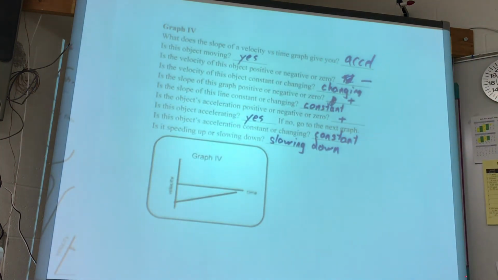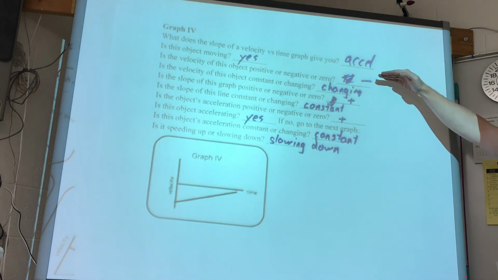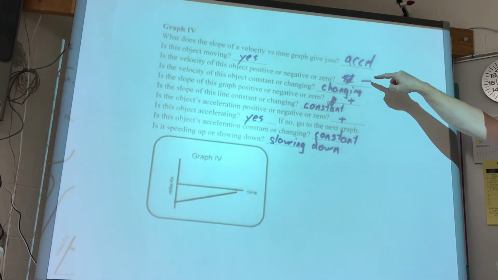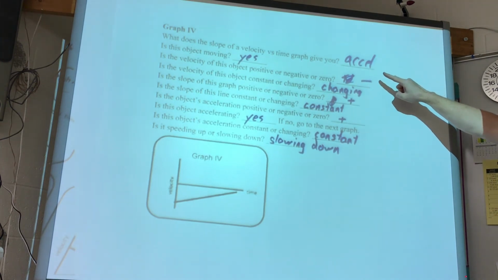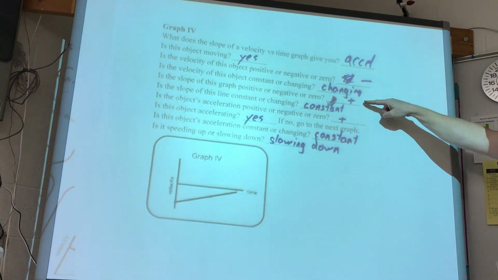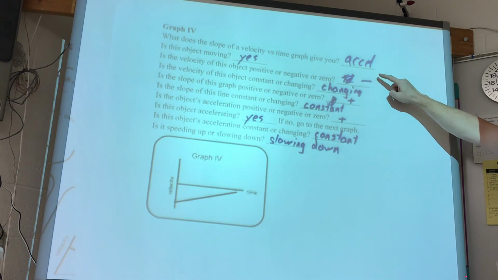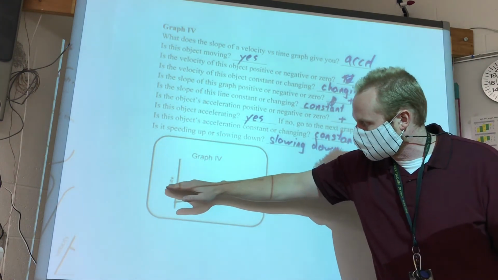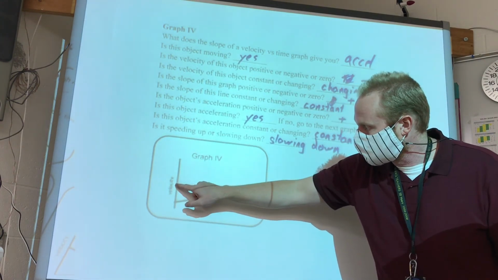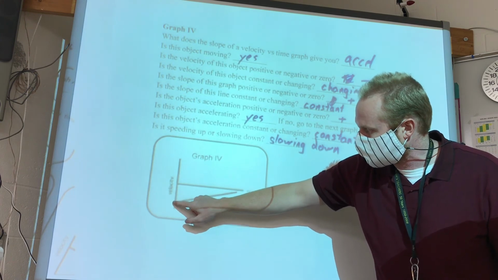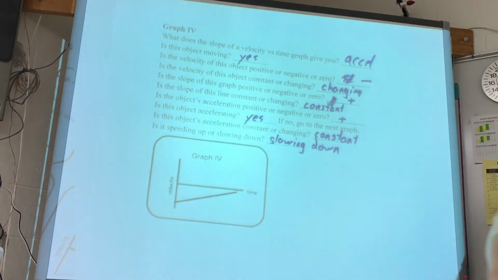Last one, slope gives me acceleration. Yes, this object's moving because it's not at the 0 mark. The velocity is not 0. A common mistake people make is they say this one's positive, but the velocity is negative. The slope is positive, I agree with that. The slope is positive, but the velocity is negative. And the reason we know the velocity is negative is it's below the line. This is 0, this is -1, this is -2, this is -3. It's below the line. It's a negative number.